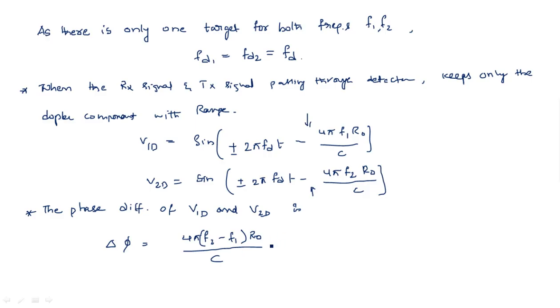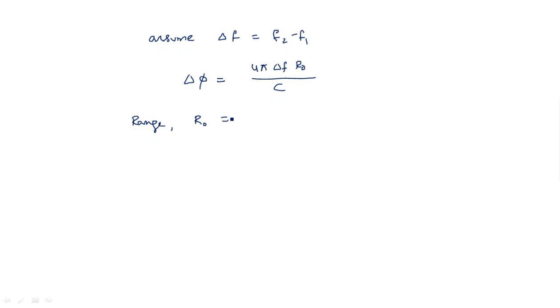We can reduce it further. Assume delta f is equal to the difference between the frequencies f2 and f1. So delta phi is equal to 4 pi delta f r naught by c. What we need finally is range. So the range to the target, r naught, is equal to c delta phi by 4 pi delta f.